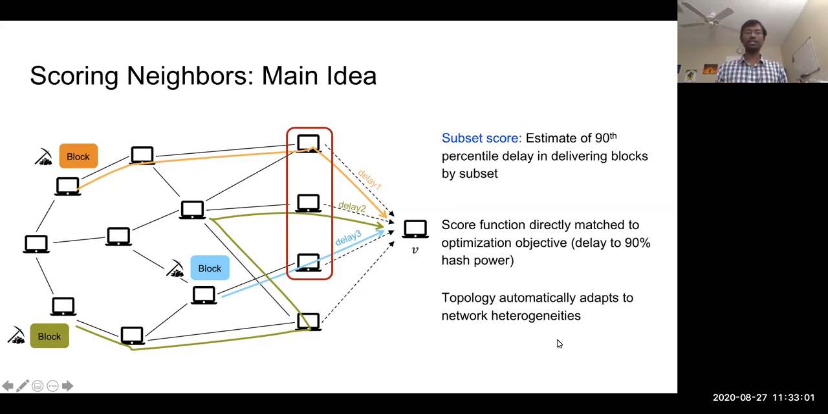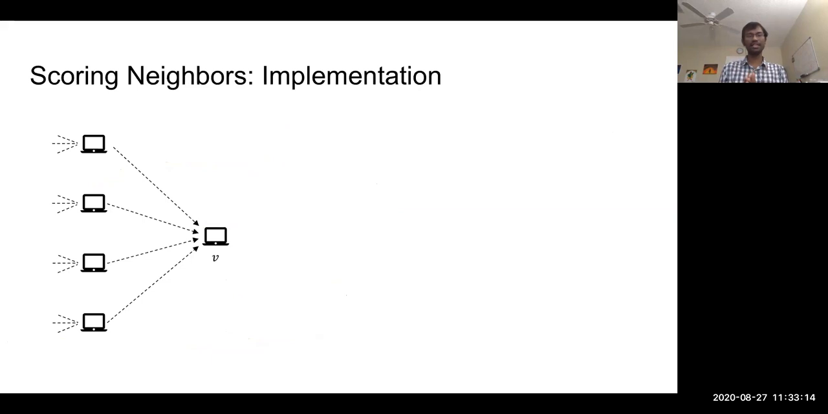So this is all good, but in practice, V does not know when each block was actually mined, and therefore V has to have some type of an estimation mechanism to estimate that. And in the next few slides, let's look at how we actually implement this.